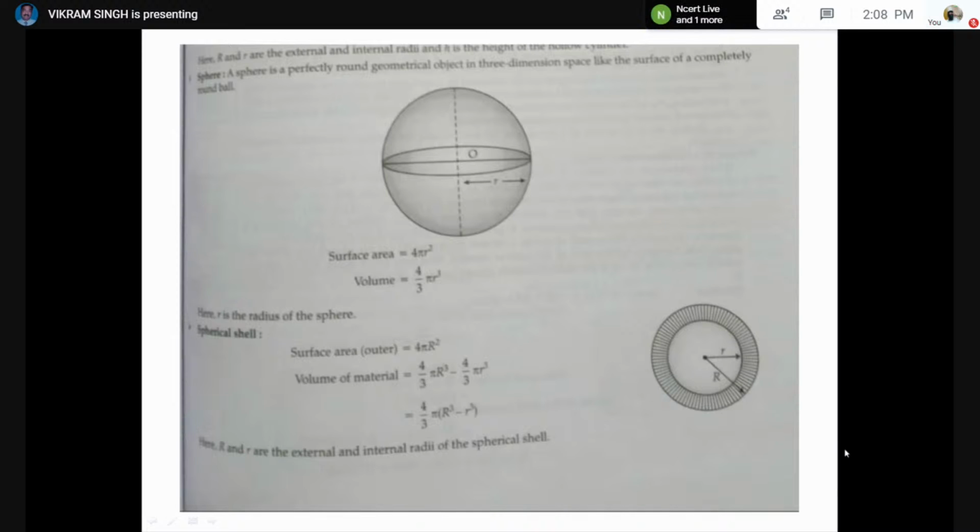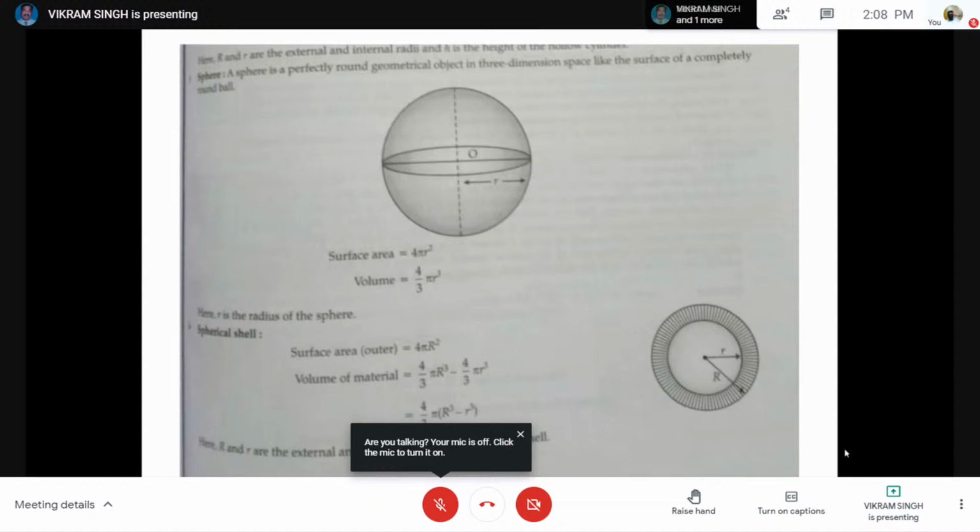Now a spherical shell. Again, the capital R and the small r are the two radii, representing the internal radius as well as the external radius. So the volume becomes 4 by 3 pi, in brackets, R cube minus r cube. Both the radii we are taking differently as internal and external radii.